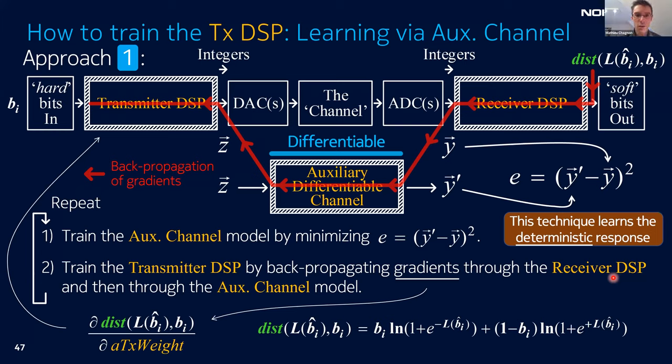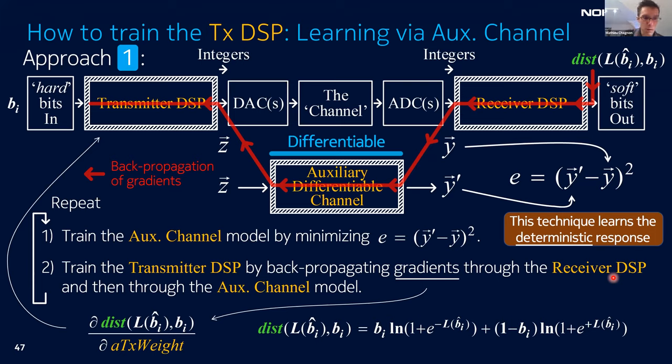The first one is you train this auxiliary channel model, into which you inject the same integers as you would to your real system. So the integers you send to your DAC, you also send to your model, and you compare what the auxiliary channel model outputs with what the real system outputs. You first train that channel model such that on average, it spits out the same sort of integers as the real channel does. And then you can also train the receiver side DSP, because that's the easy part. You have the input, you have the integers, you have an objective function to minimize. You can directly compute gradients. So you train the receiver DSP, and you train the auxiliary channel model.